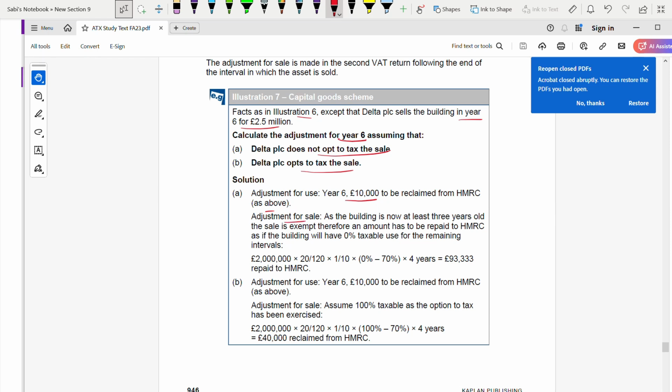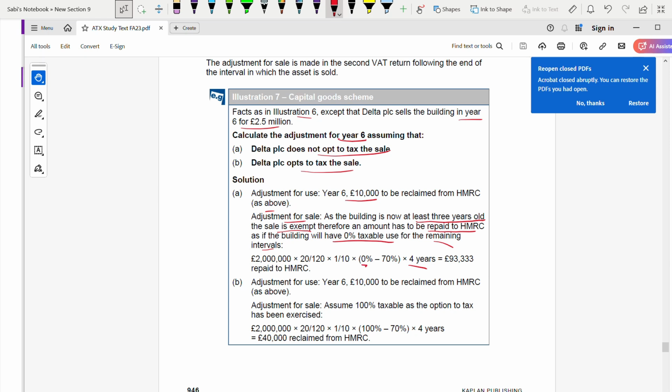Okay, so here this was 2 million. As the building is now at least 3 years old, the sale is exempt. Therefore, an amount has to be repaid to HMRC. See, whatever you were reclaiming, now you have to pay back to HMRC. Why? Because the building sale is exempt, as if the building has 0% taxable use for the remaining intervals. That means for 4 years.